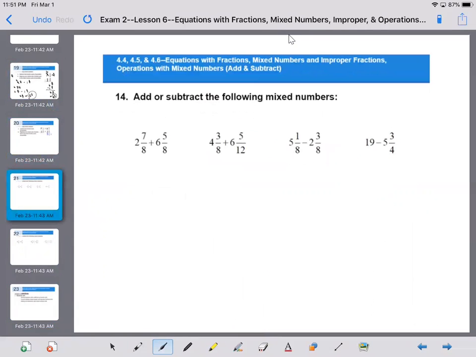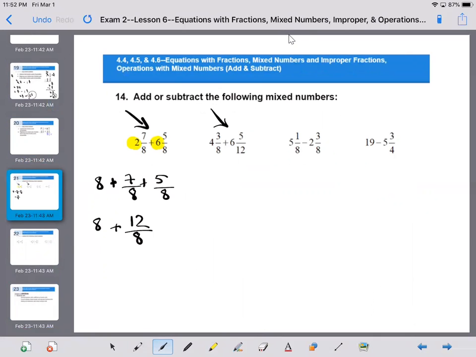So let's look at, okay, so we're adding here and here. With this method, I'm going to take the 2 and the 6 and the whole amounts and make that 8. And then the 7/8 and the 5/8. Well, that's going to give me 12/8.